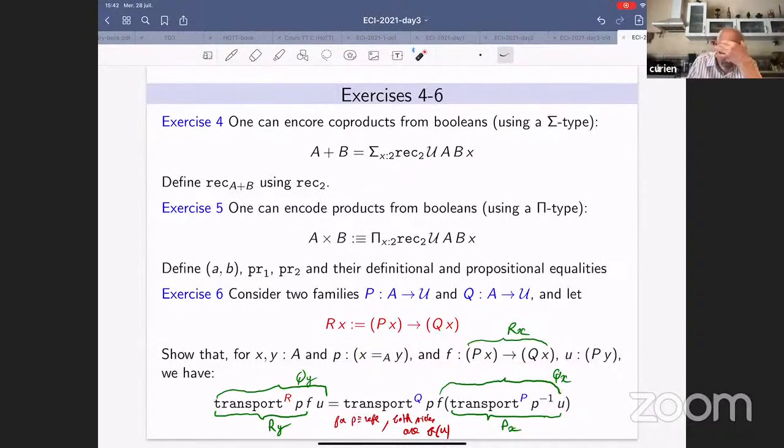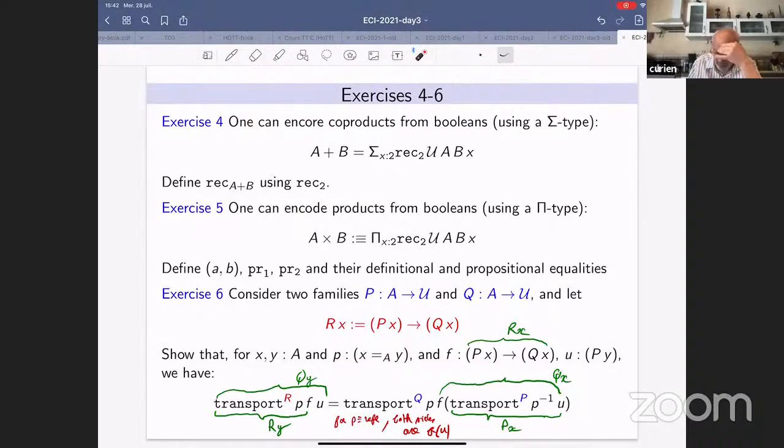And then we know that after transport, the result of the transport is in Ry. Because Ry is Py arrow Qy, I can apply it to an element U of Py, which is written here, and I get an element of Qy. So we know that all this returns an element of Qy.